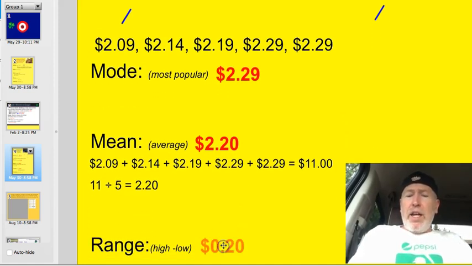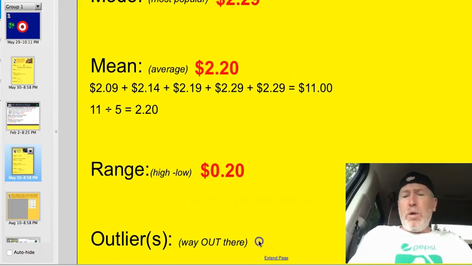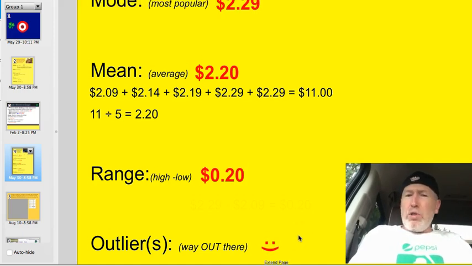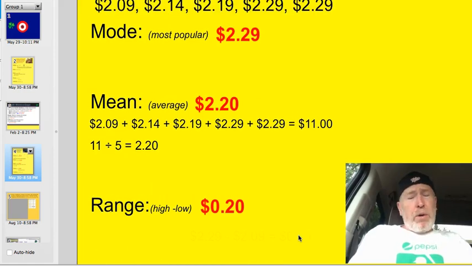All right, the range: there was a 20-cent range in gas because it went from $2.29 down to $2.09. So about 20 cents difference between the different prices I paid. And there weren't really any outliers there. All of them were clustered pretty closely. Now, in the next video, which I would encourage you to watch, I'm going to throw an outlier into this one, and we'll see what happens. That impacts the overall score.